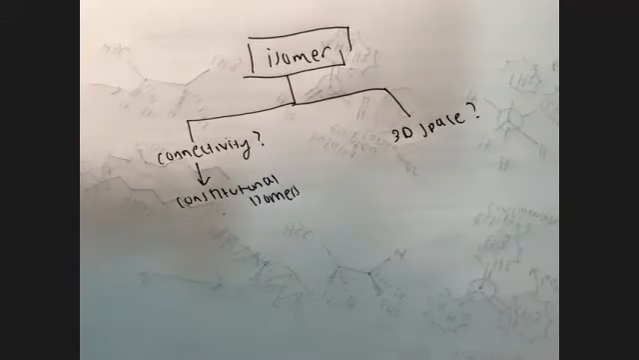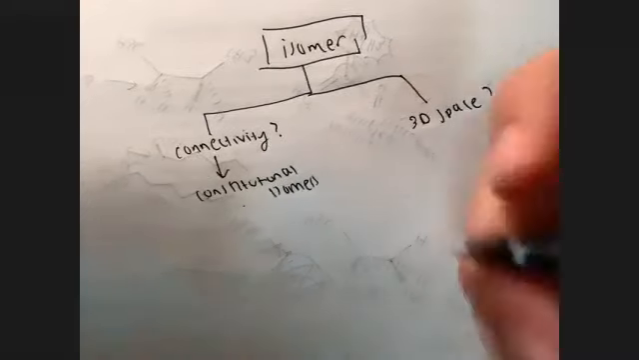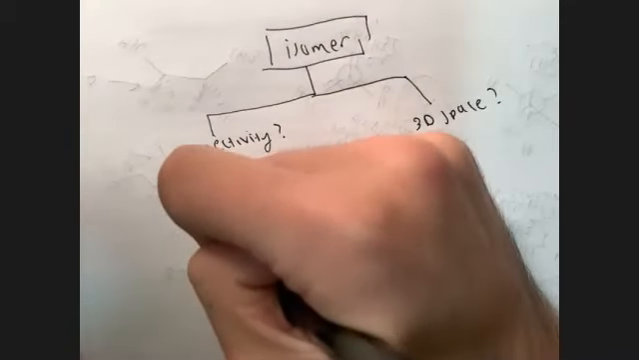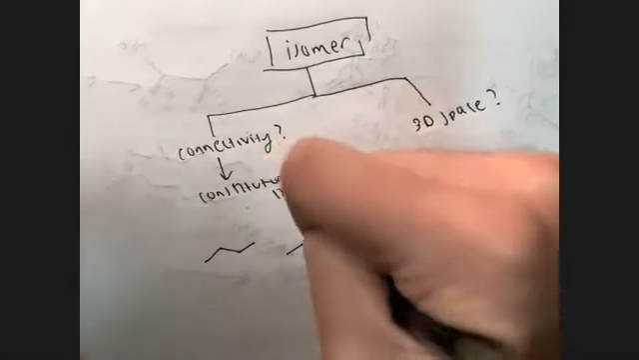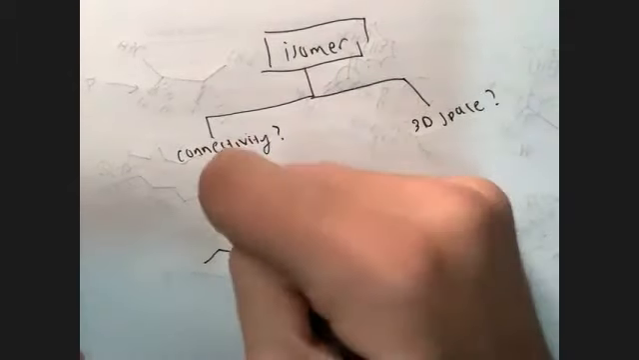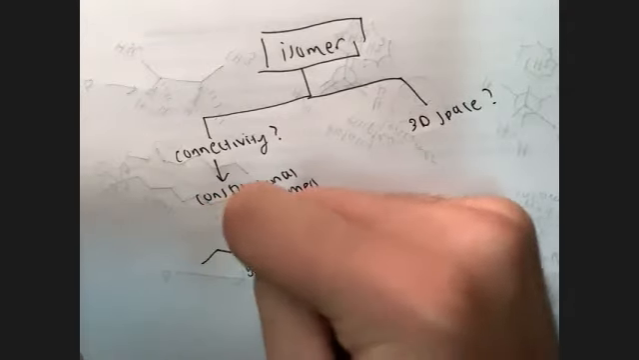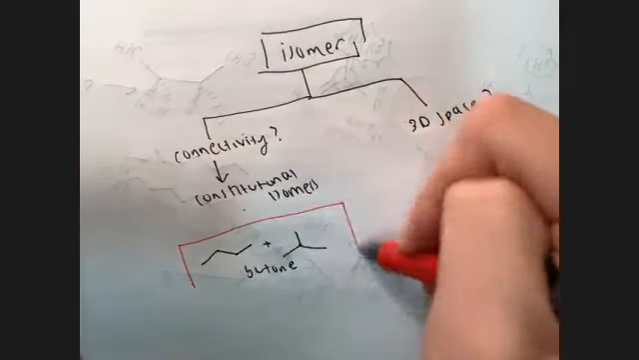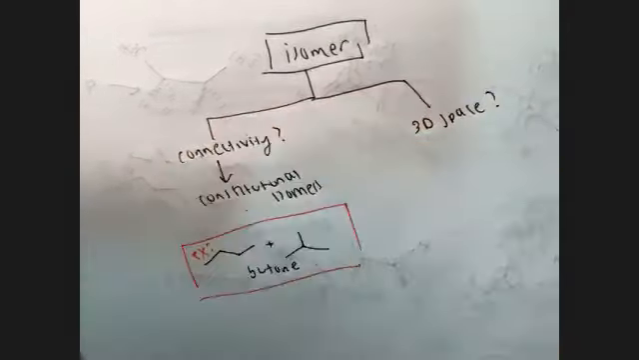So we are back to this tree. We now know what constitutional isomers are. They are the ones that differ in connectivity. So let me draw this butane example, and maybe draw another one so that you can understand. So it's this versus that, and these are butane. So you can now understand that. And maybe I'll box it in red so you know that the examples are in red.